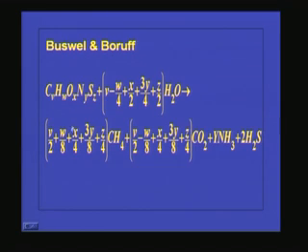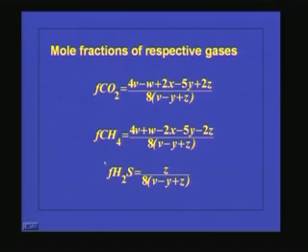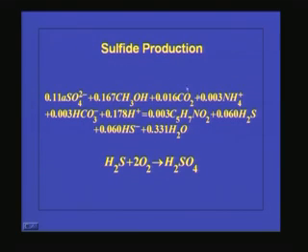V by 2 plus W by 8 minus X by 4 minus 3Y by 8 minus Z by 4, where V, W, X, Y, Z are the number of atoms of carbon, hydrogen, oxygen, nitrogen and sulfur present in the organic matter respectively. Similarly, we can find out the amount of carbon dioxide, ammonia and hydrogen sulfide produced in the system. If you want to find the mole fractions, the same equations can be used, and we can get the mole fractions of carbon dioxide, methane and hydrogen sulfide in the gas generated if you know the composition of the waste coming to the system.